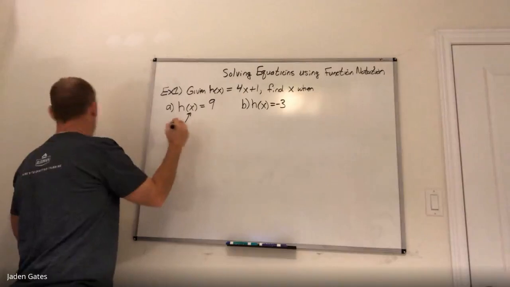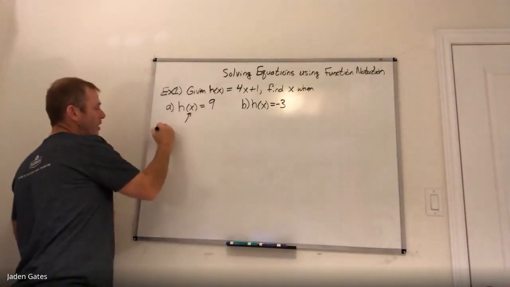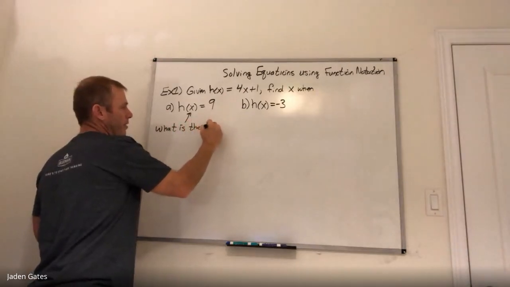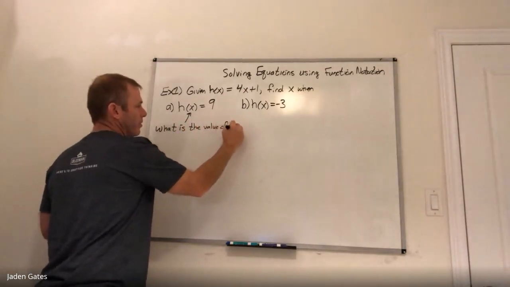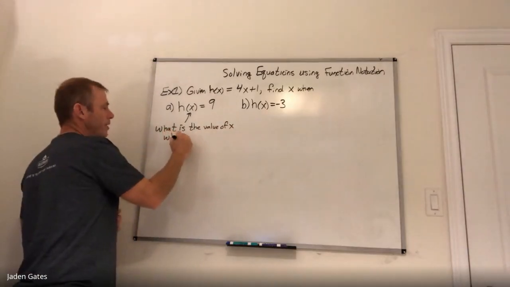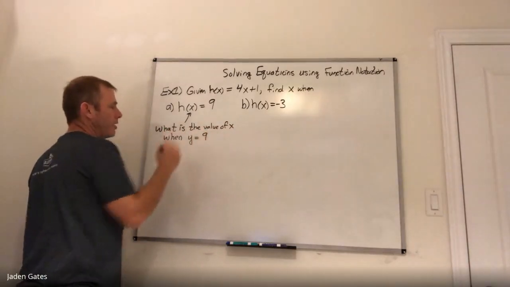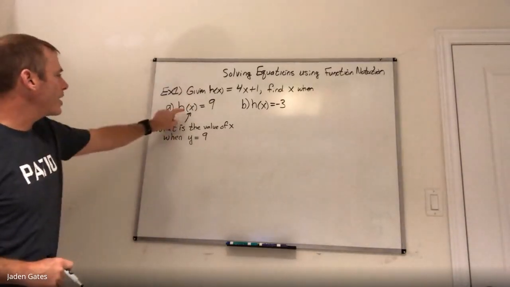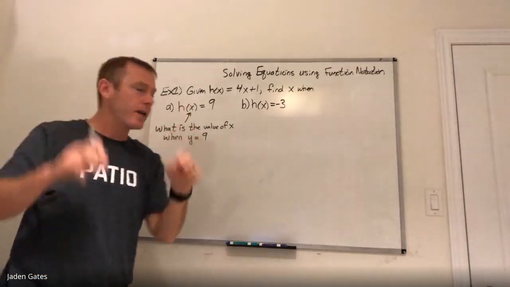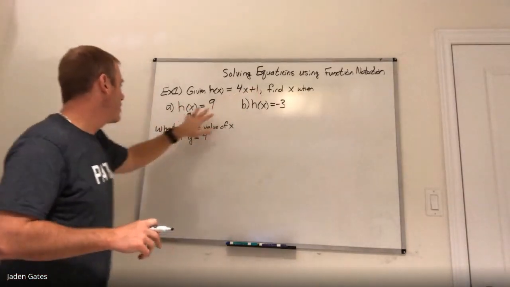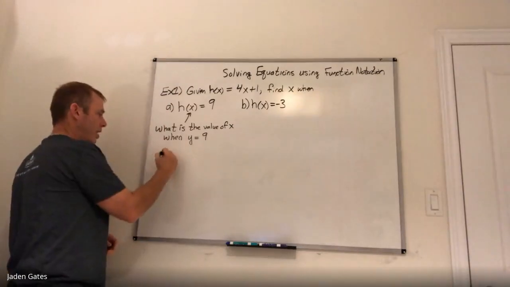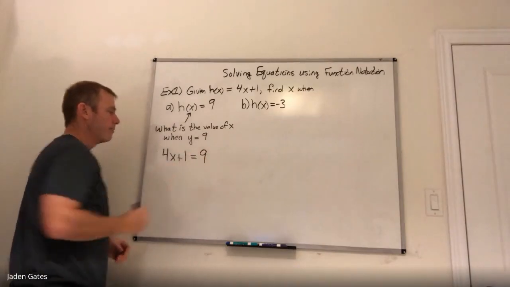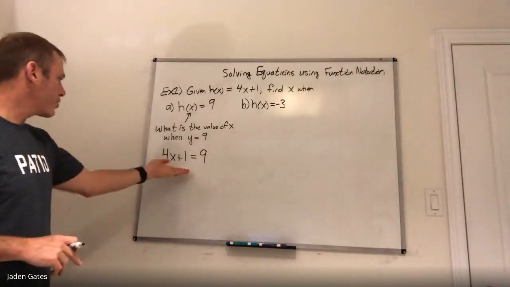So that's how we're going to put that in there. Let's see. What is the value of x when y is equal to 9? And so all I'm going to do here to solve for x is make a substitution. I know what h of x is, or what y is. It's the 4x plus 1. So where there's an h of x, I'm just going to put what h of x is, which is 4x plus 1, and it equals 9. And now I can just solve this equation.